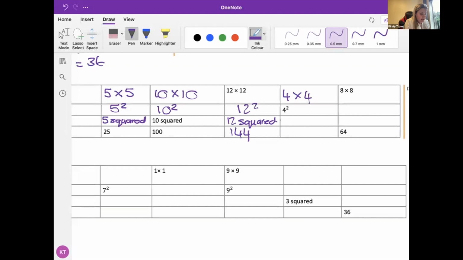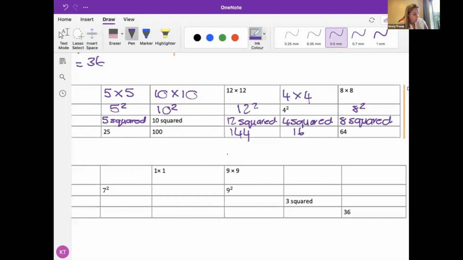This is going to give me 4 squared, and 4 squared is 16. Here we're going to have 8 to the power of 2. We're going to say 8 squared, and 8 times 8 is 64.